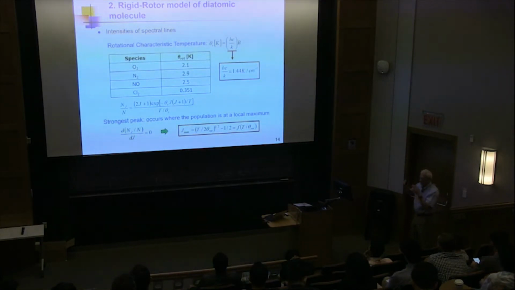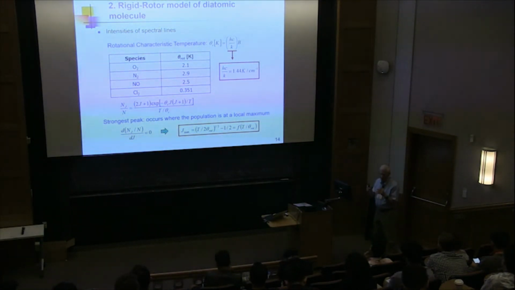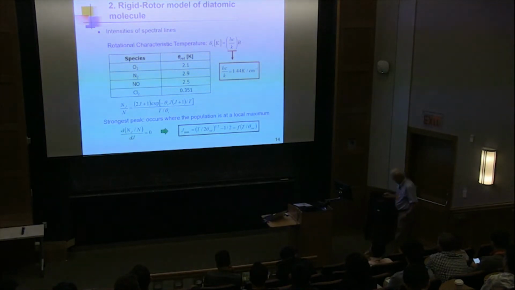So if you look at the distribution in emission or absorption, and you see the peak, you could solve for temperature this way if you wanted to.